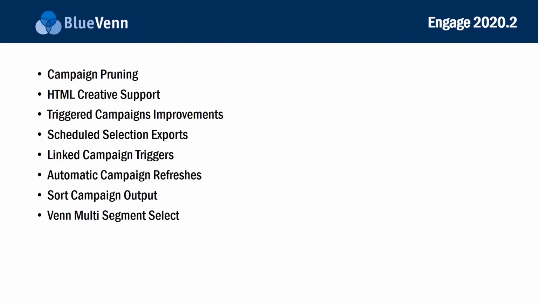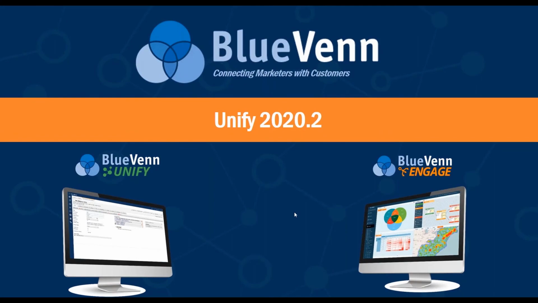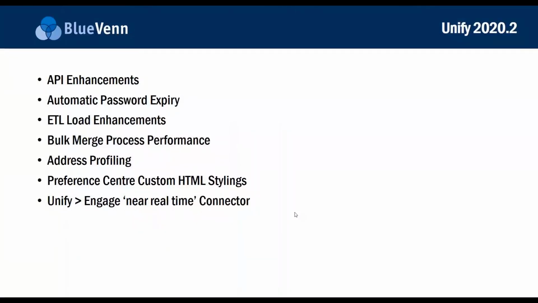Okay, so that brings us to the end of the new features for Engage 2020.2. We're now going to move on and look at the new stuff that's been added for Unified 2020.2. Okay, so these are the items that are going to be part of the 2020.2 release. We're just going to go through each one now, just telling you a little bit about each one as we go through the next set of slides.